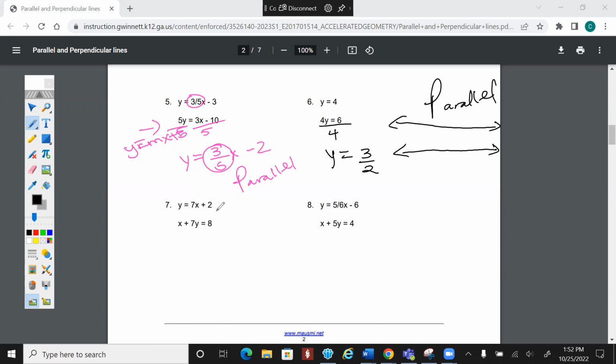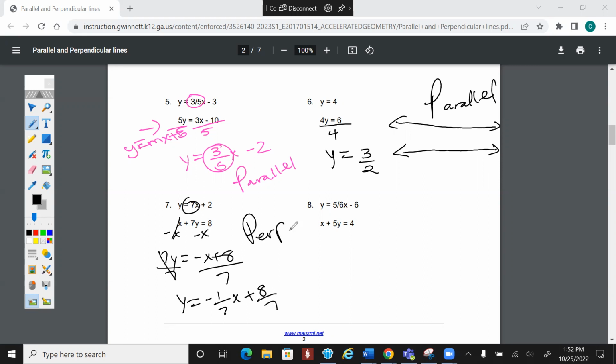All right. On this next one, again, we want this in y equals mx plus b. We're gonna move the x to the other side. This is gonna give me 7y equals -x plus 8. We're gonna divide by 7 on both sides. So y is gonna equal -1/7 x plus 8/7. Is this the negative reciprocal of this guy? Yes, so it's perpendicular.